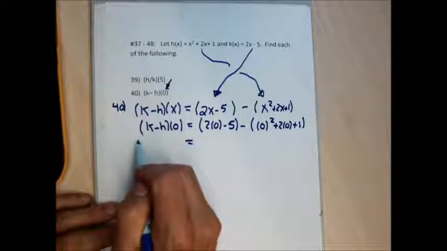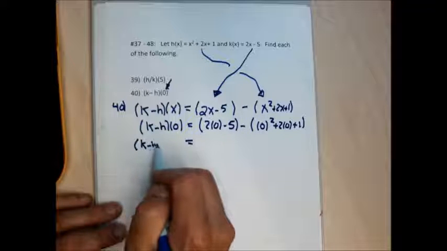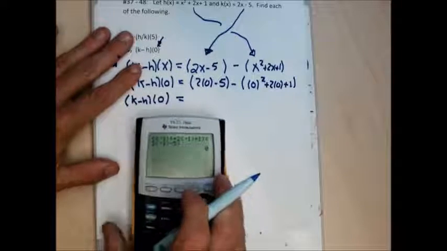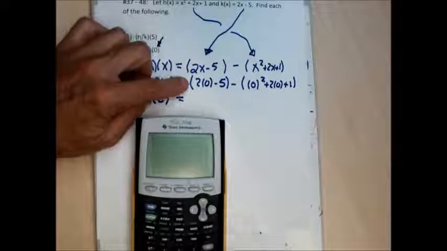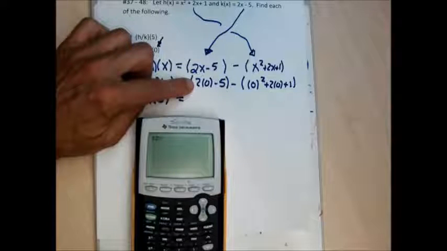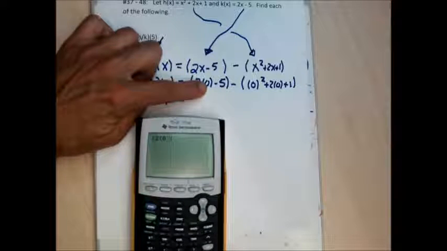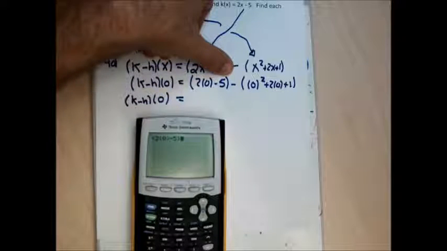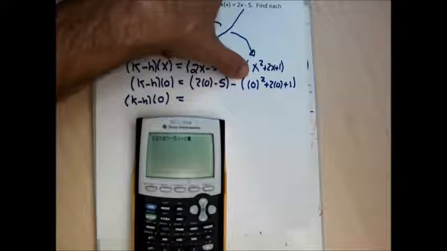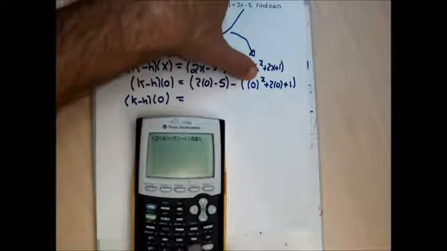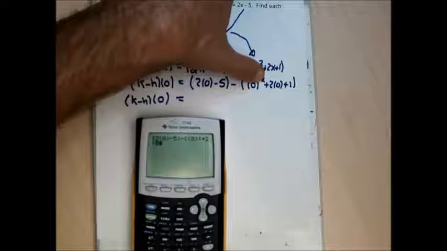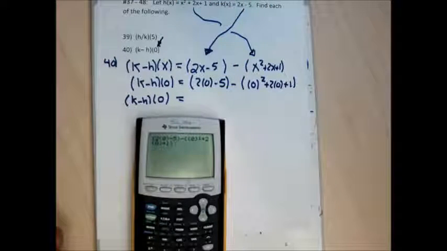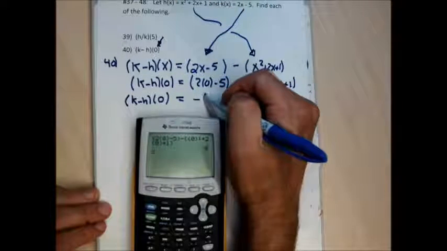I feel like I can do this by hand quickly, but I'm not going to. I'm just going to do this on my calculator to be safe. My calculator is going to need a boatload of parentheses, but I'm just going to enter this left to right just like I see it. So left parentheses 2, parentheses 0, close out the parentheses, minus 5, close out that parentheses. There's the first one. Then a minus sign, and then parentheses, and then 0 squared in a parentheses, plus 2 parentheses 0 plus 1. Close out that parentheses. This looks just like that. When I hit enter, that should give me my answer of negative 6.